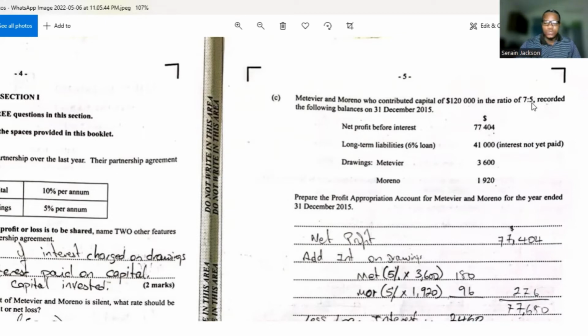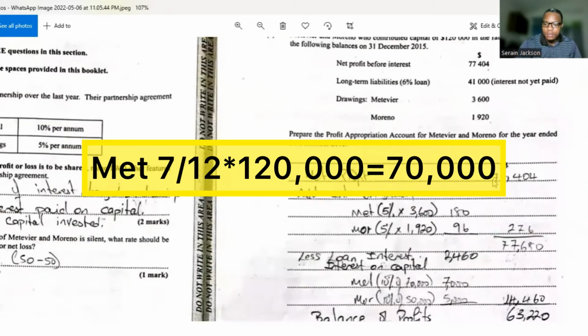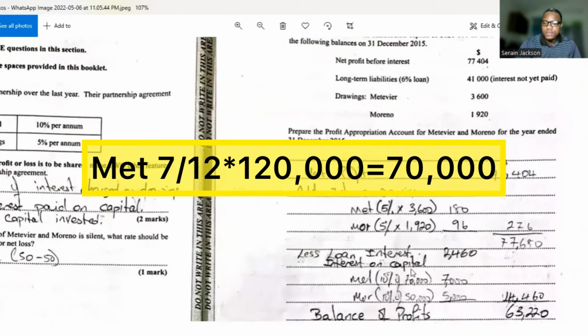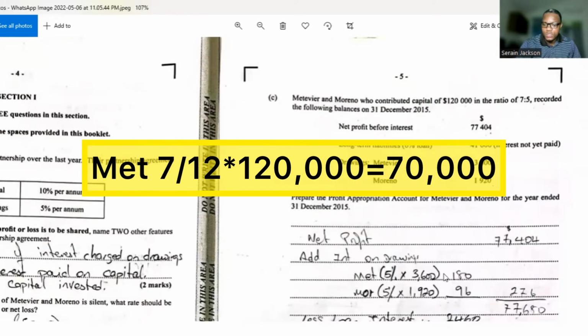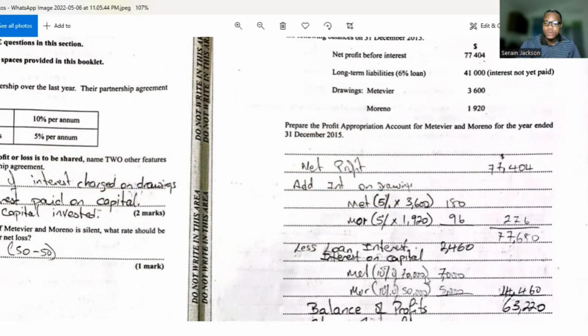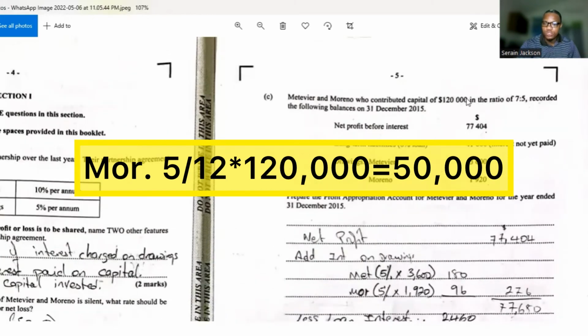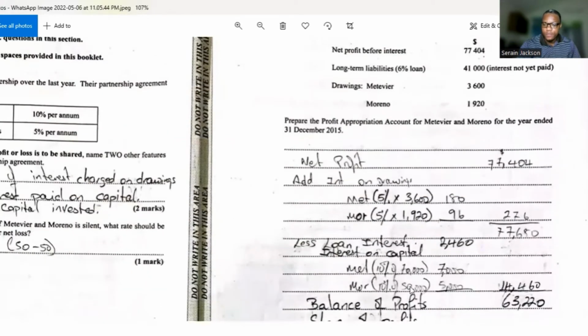So Metivier should get 7 divided by 12, multiplied by 120,000. That gives us 70,000, this 70,000 here. For Moreno, similarly, it would be 5 divided by 12, this 5 here, multiplied by 120,000, and that would give us 50,000.